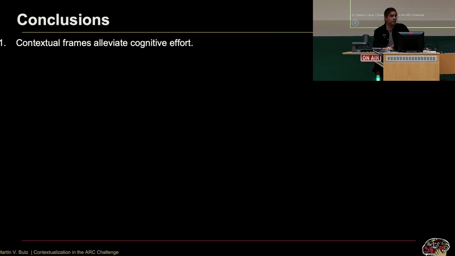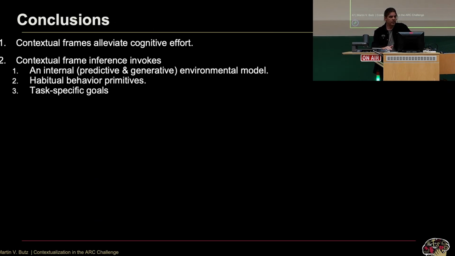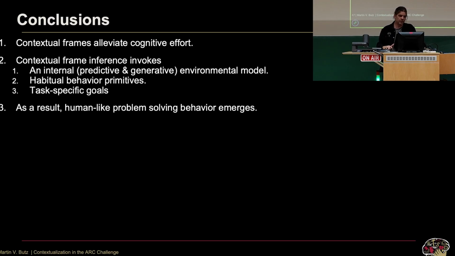So in conclusion, I hope I could show you that contextual frames are very useful. They also alleviate cognitive effort, because if you think about, there's so much in our world that we could think about all the time. So we need to focus on the stuff that's relevant, frame problem. Contextual frame inference essentially invokes an internal environmental model, this contextual frame, also habitual behavior primitives and task-specific goals. And with this situation, I basically kind of have a POMDP problem, yeah? An internal contextualized Markov decision process problem that I haven't touched upon so much in this formalism today.